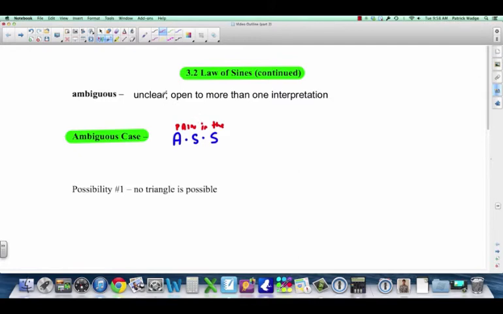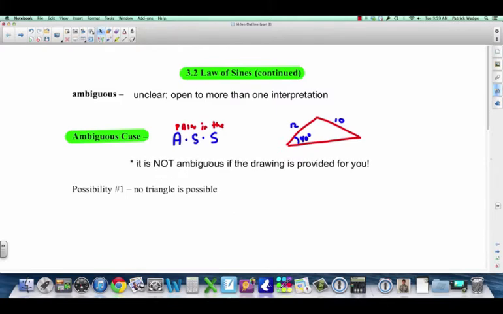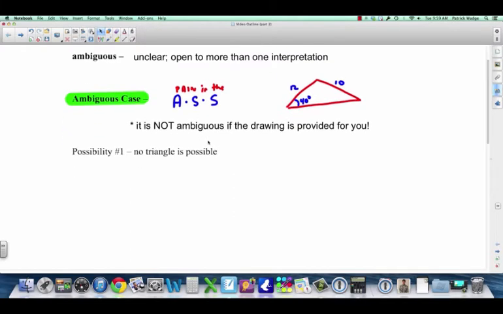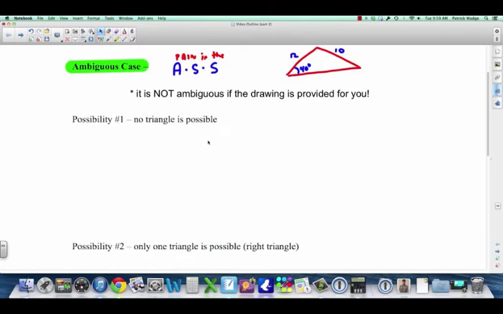Okay, if you're actually given a drawing, so there's a question, and here's a triangle, and they give you one angle, let's say this is 40 degrees, and they give you two sides, well, let's say this one's 12 and this one's 10. And they say figure out the rest of the information, the other angles and the other sides. That's not ambiguous. The reason it's not ambiguous is because they give you a drawing. So I'm going to put that in words here. It's not ambiguous if the drawing is provided for you. What is ambiguous is when they just give you the information without a drawing.